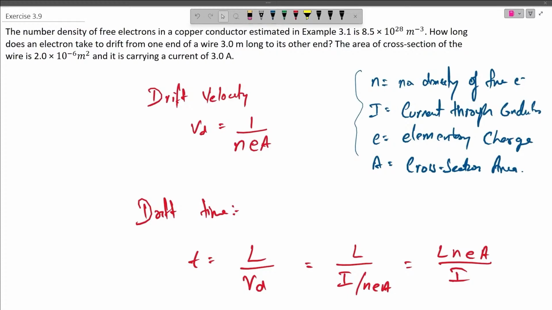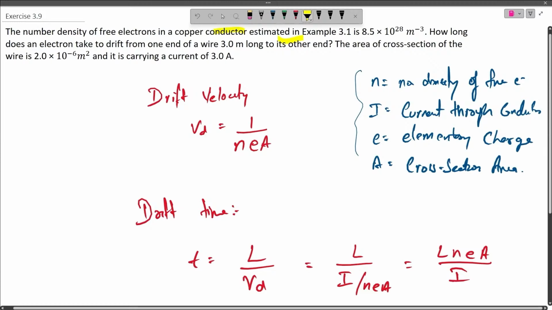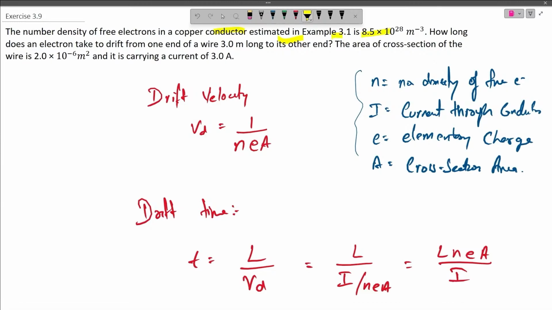The question says that the number density of free electrons in a copper conductor, estimated in example 3.1, is 8.5 into 10 to the power 28 per meter cube. How long does an electron take to drift from one end of the wire, 3 meter long, to its other end? The area of cross section of the wire is 2 into 10 to the power minus 6 meters square and it is carrying a current of 3 ampere.